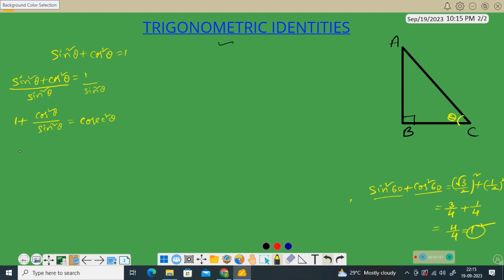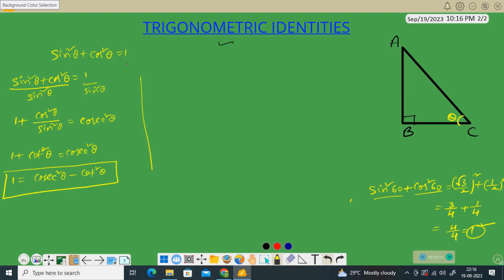Now 1 plus cos squared theta by sin squared theta, how can I write it? Cos theta by sin theta whole squared. But cos theta by sin theta, how can I write it? Cot theta squared. So that's why 1 plus cot squared theta is equal to cosecant squared theta. Now send this cot squared theta to this side, means 1 is equal to cosecant squared theta minus cot squared theta. So it is the second identity. Is it clear? Cosecant squared theta minus cot squared theta is equal to 1.